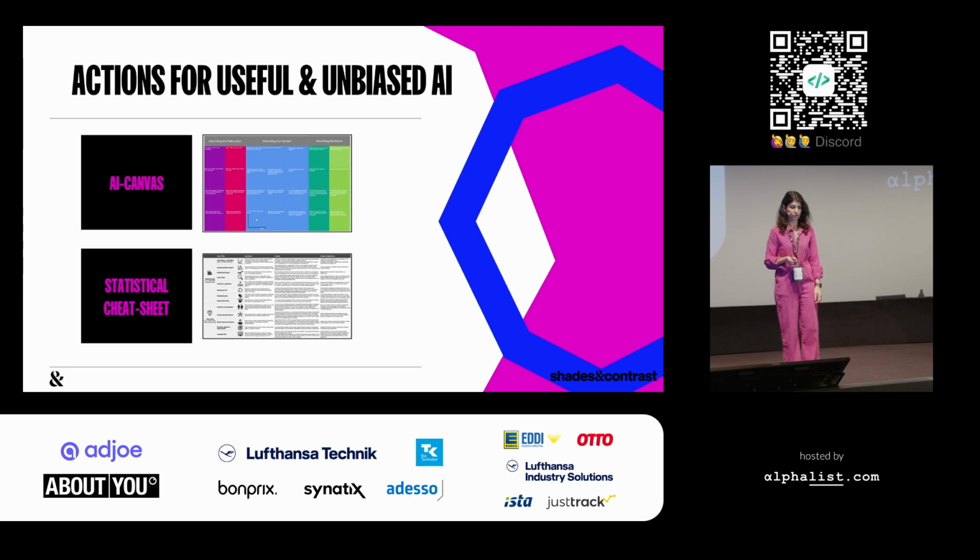So my action tips for useful and unbiased data: you should use different canvases on the market. They help you to structure your information and to be clear on what you want to achieve. And for bias, open source knowledge is available, like this statistical cheat sheet, to reduce bias in data.